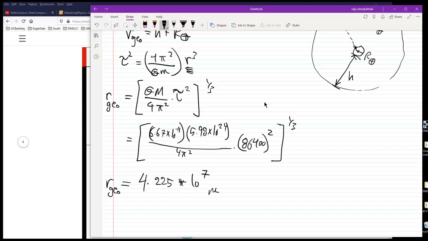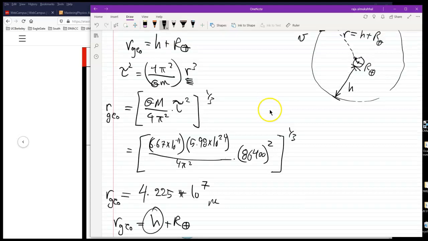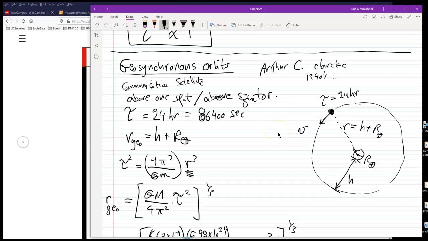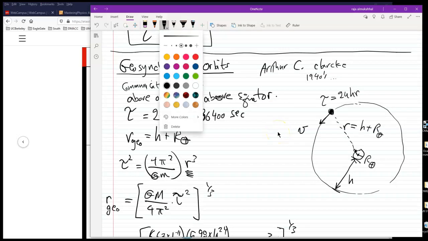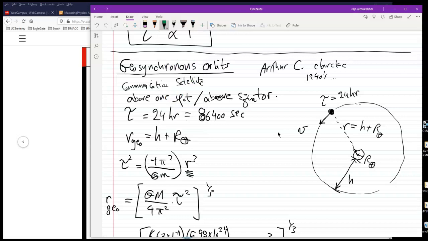Well, how big is that in terms of miles or something? Remember, we said that R geo is equal to the height plus the radius of the Earth. I want to know how high it is above the surface of the Earth. This is what I'm interested in. So let me go back to the picture. I am interested in the height, how high it is from the surface of the Earth all the way to the satellite. I'm not interested in the radius.